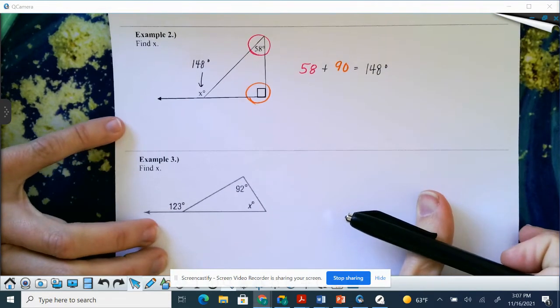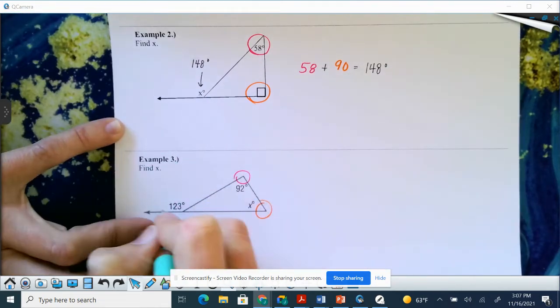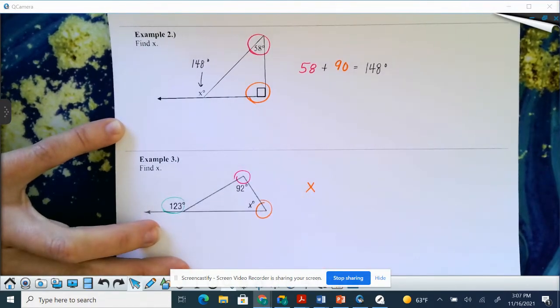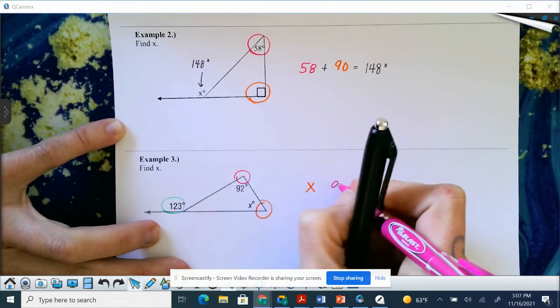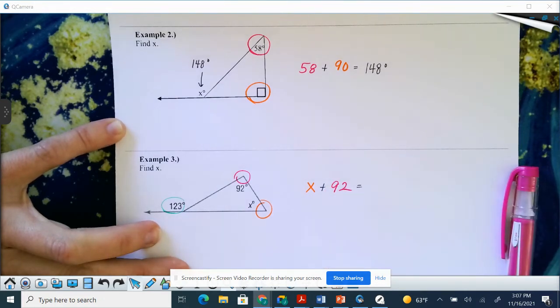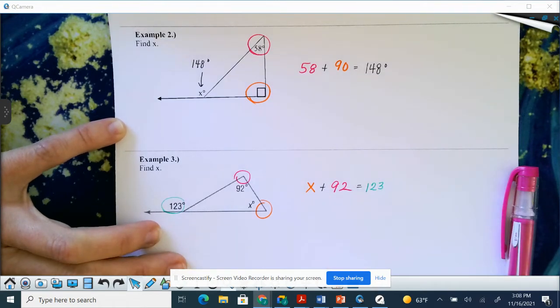Number 3, same thing. The X is just in a different place. So this guy plus this guy, so non-adjacent, equals our exterior of 123. So same thing. So we're going to do X plus 92. And in this case, it's going to equal 123 because we're given the exterior already. So two non-adjacent, add them together, gives you the exterior.